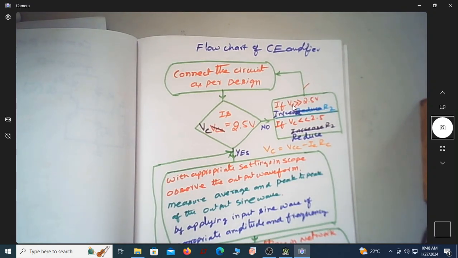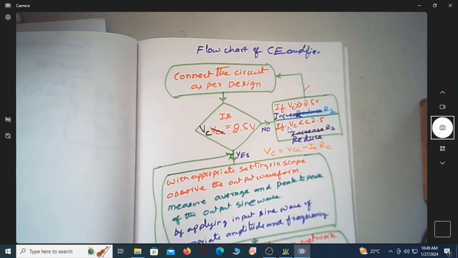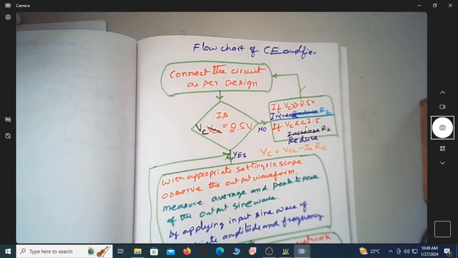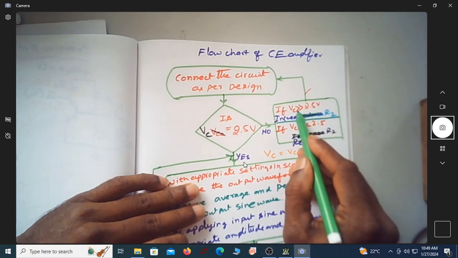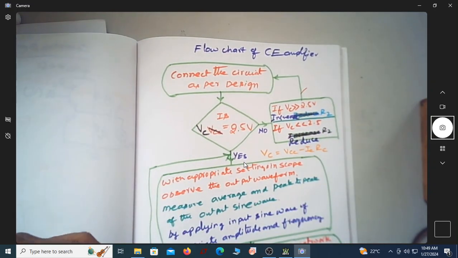Suppose VC is very close to 5 volt, like 4.8 or 4.9, then you are asked to increase the value of R2 so that you get it close to 2.5. Suppose the collector voltage is far less compared to 2.5, like 0.2 or 0.3 volts, then you are asked to reduce the value of RC. Here if VC is too much, you have to increase the value of R2.